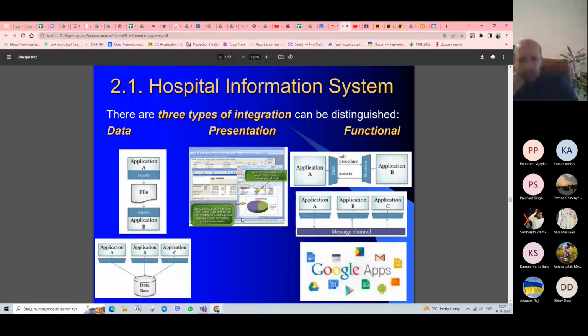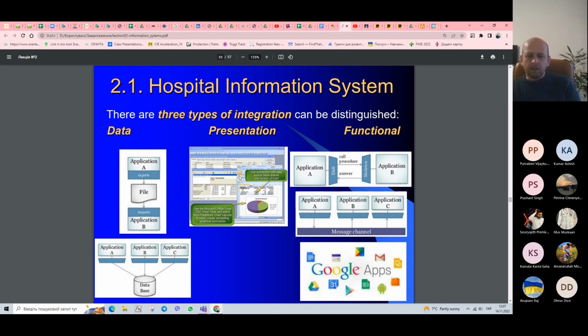Hospital information system. Three types of integration can be distinguished: data, presentation format, and functional. Our task is first to create an environment through which we can usefully load data and get data, store data, and process data.